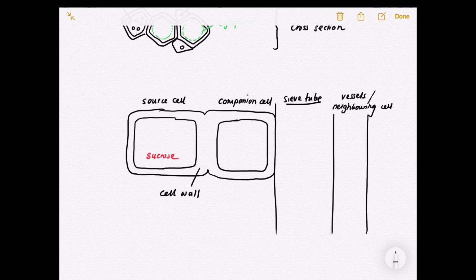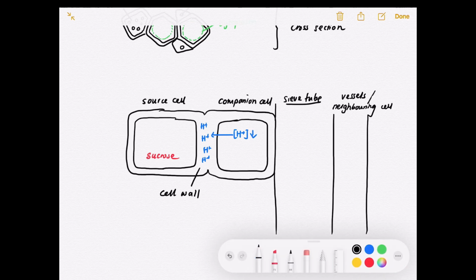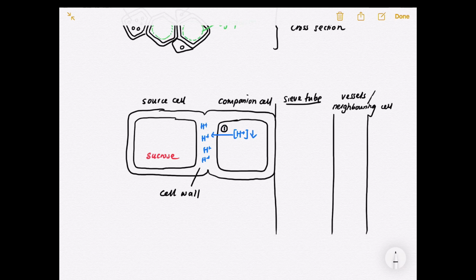So the H+ is actually accumulated in the cell wall where they are being pumped from the companion cell. So the accumulation of the H+ is coming from the companion cell. And how do they create this gradient? Because they actively transport H+ from low concentration in the companion cell into the cell wall. So this is known as step 1. It's active transport from low concentration to high concentration of H+.